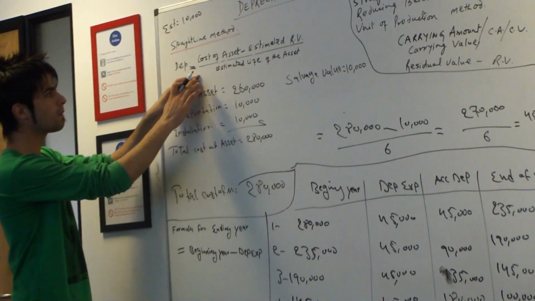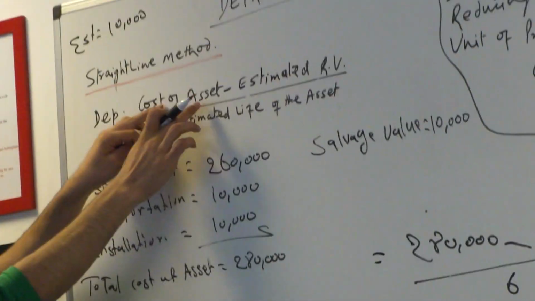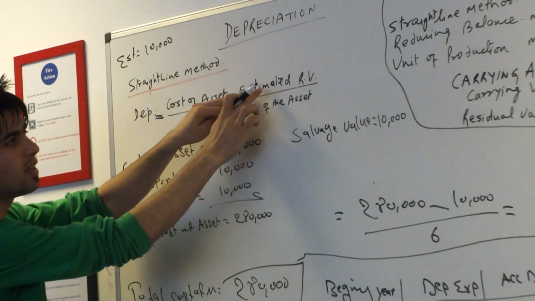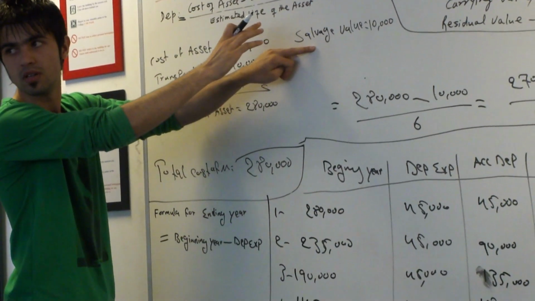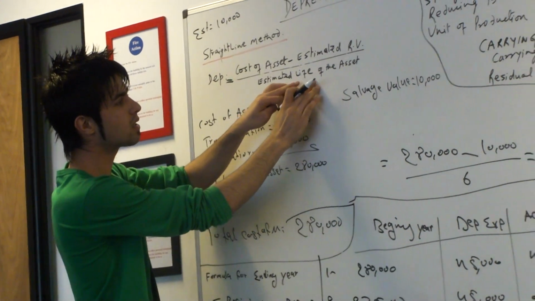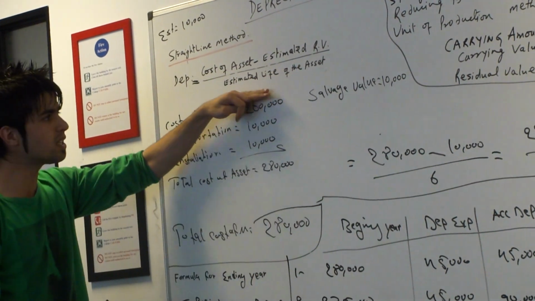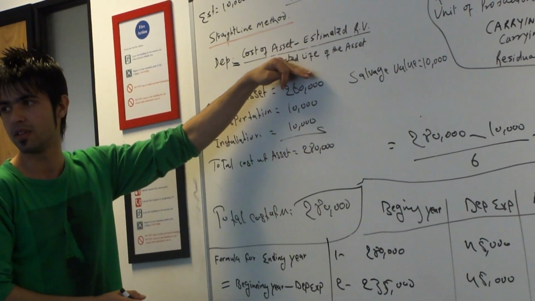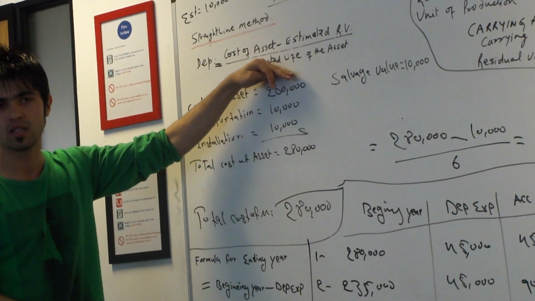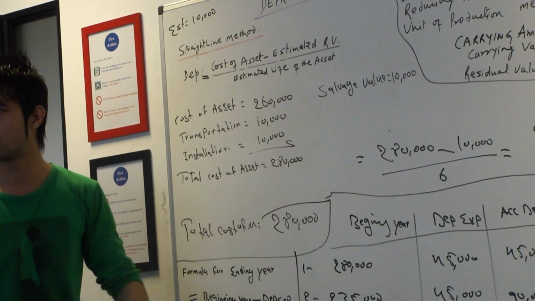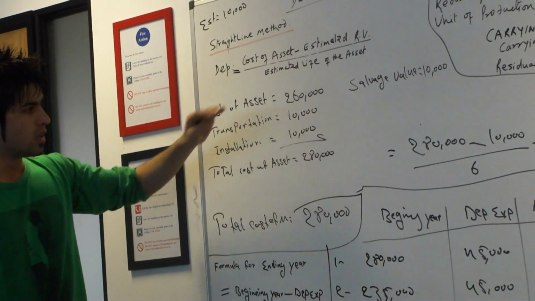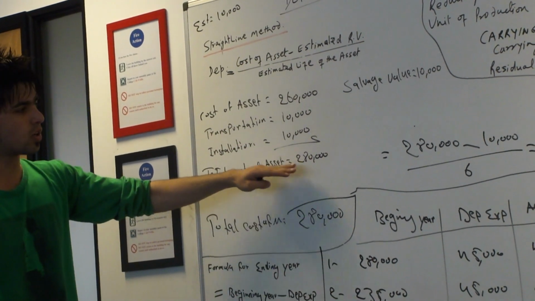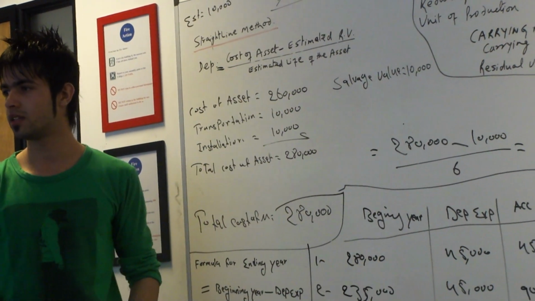So the formula is depreciation is equal to cost of asset minus estimated value or salvage value, divided by estimated life of asset. Estimated life means useful life. How many years is this production going to be used? That's the use of that. So we got all the figures, we calculated, and now we are going to put it in the formula.